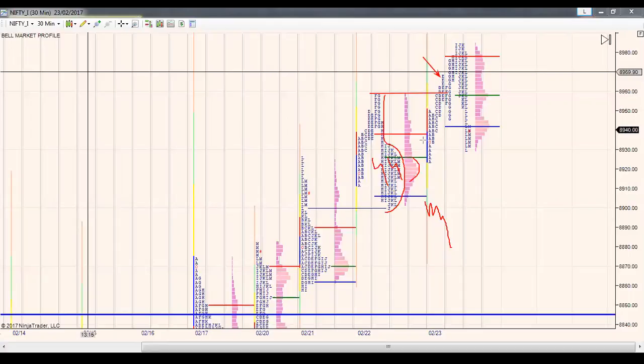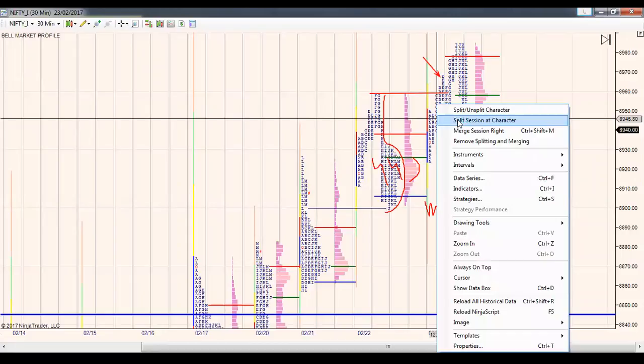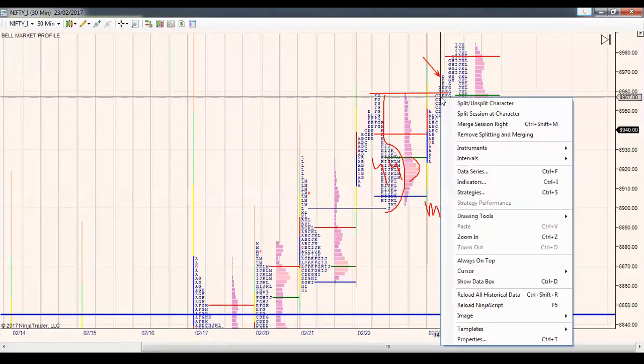But whenever this kind of a failed auction happens, the first and immediate reaction for us is to try and short the market, and the next logical step is to monitor for continuation. Now what happened here was this early development. Let me just split the profile here, split it here.